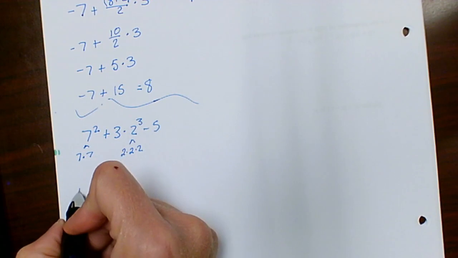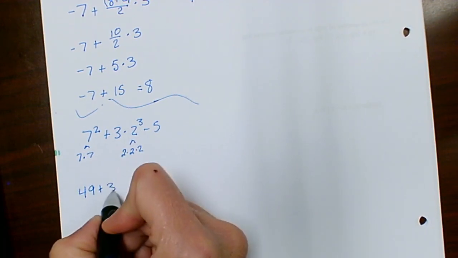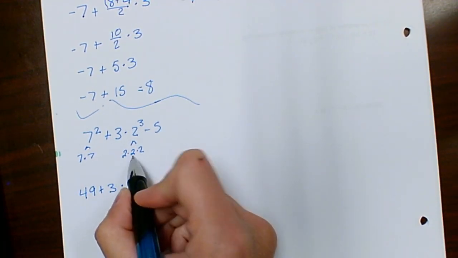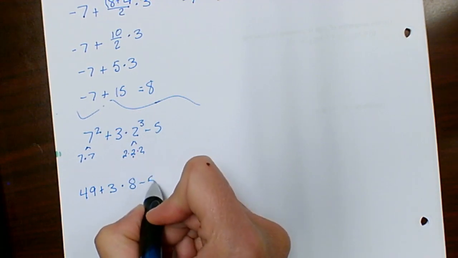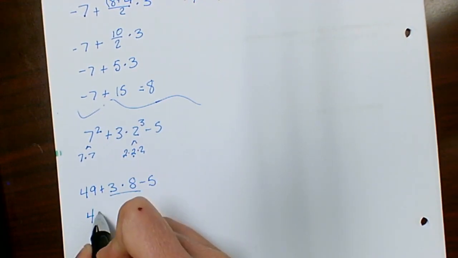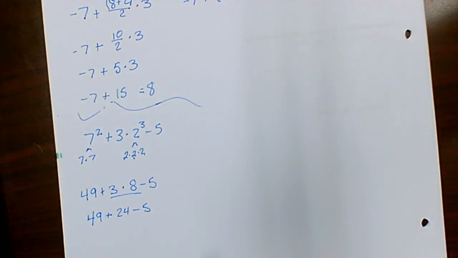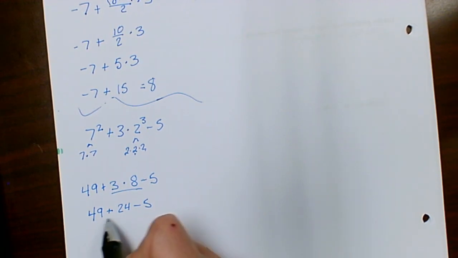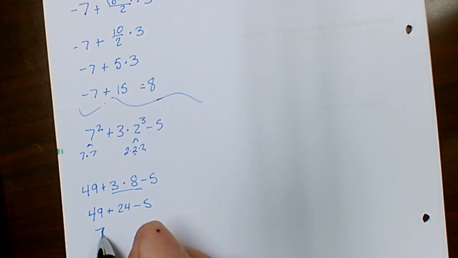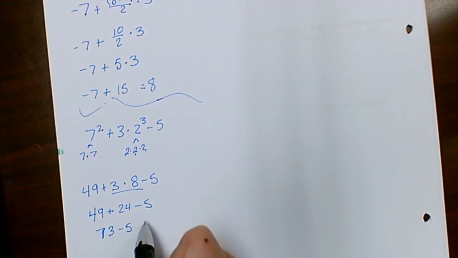So 7 times 7 is 49, plus 3 times 2 times 2 is 8. So now we have to multiply the 3 and the 8. And then now we can add 6, that would be 73 minus 5, which would give us the 68.